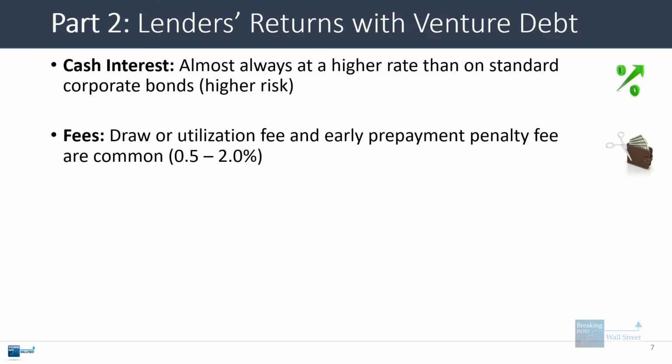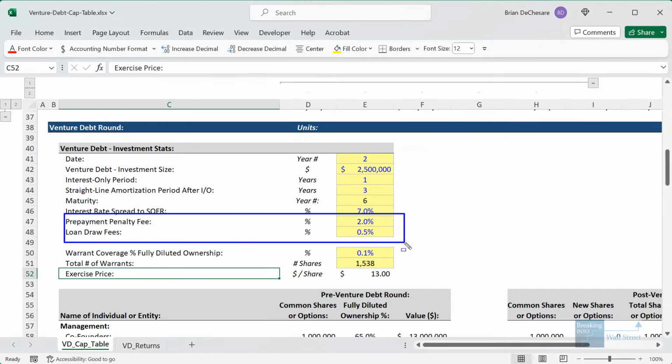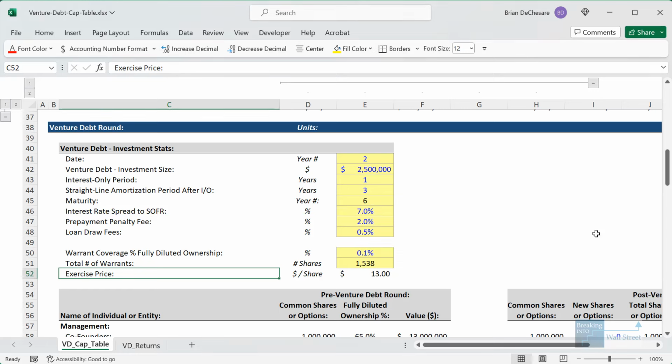There are also fees. So usually when the loan is issued, there's a fee, there may be a utilization fee, and if the loan is repaid early before 3 or 4 years or whatever it is, there might be a prepayment penalty fee such as 1 or 2%. So you can see it right here. We have the loan draw fees and also a prepayment penalty fee, and both of those contribute to the returns as well.